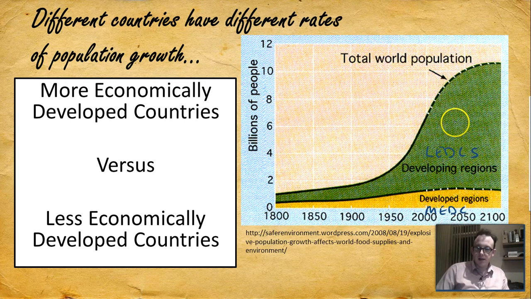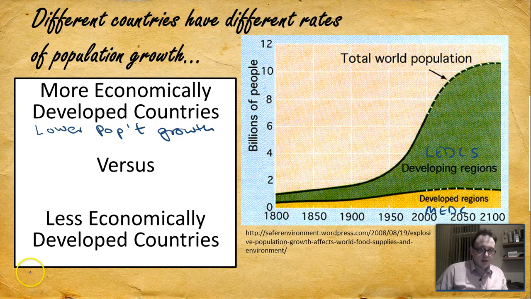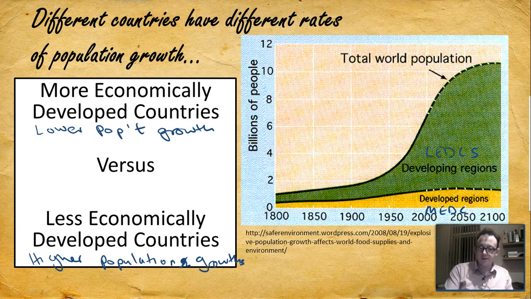Why do LEDCs have a higher population growth than the MEDCs? Why do MEDCs have a lower population growth than the LEDCs, which have a higher population growth? And again, it all boils down to births and deaths. Before we explain that in much more detail, let's just look at the facts.